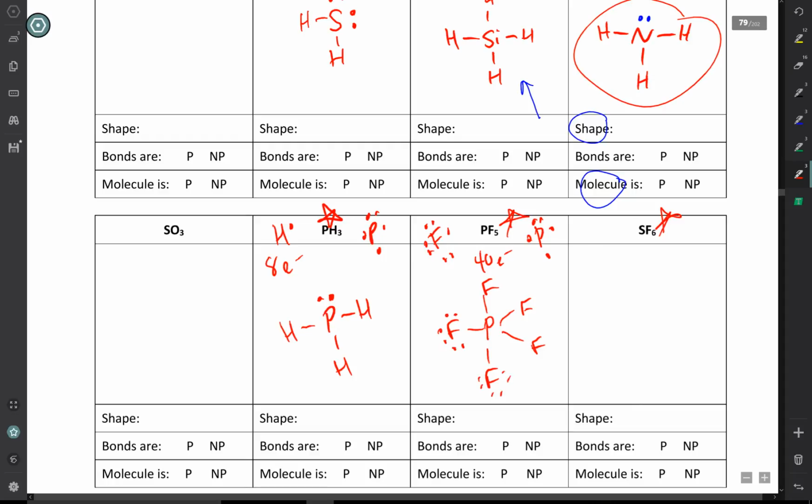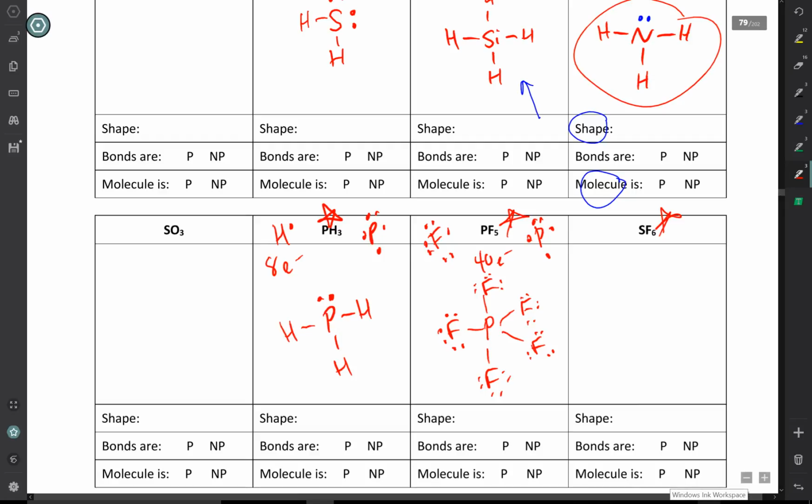Then you have to go through and add your dots. Do I really have to draw all those dots? Yes, you really have to draw all those dots. I can check for 40. I see 6 plus 6 is 12, 18, 24, 30, 32, 34, 36, 38, 40. I've completed all my octets.